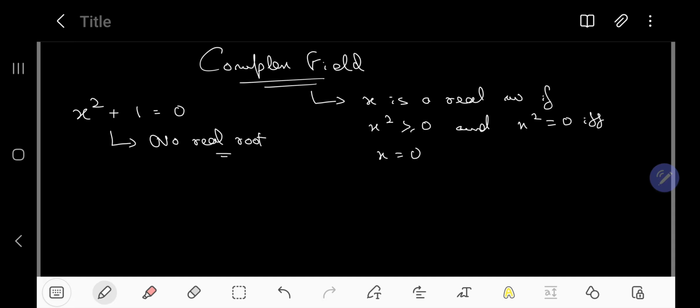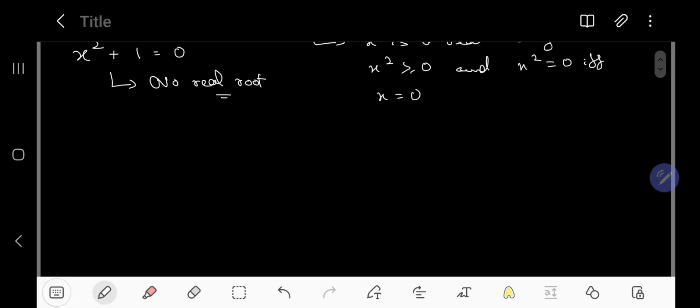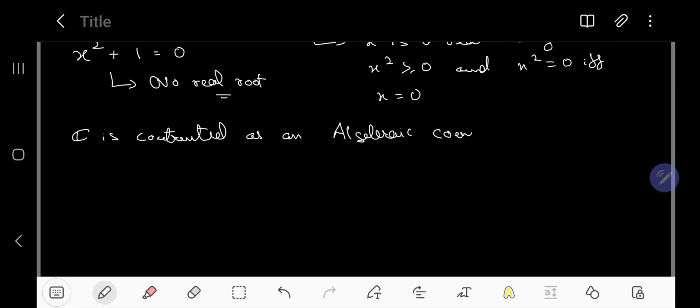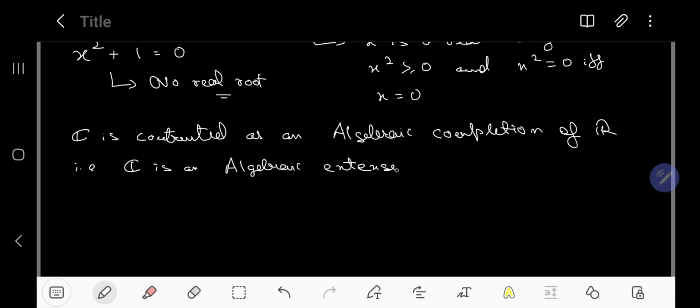So the complex field C has essentially been constructed as an algebraic completion of R, that is, C is an algebraic extension of R and is algebraically closed.